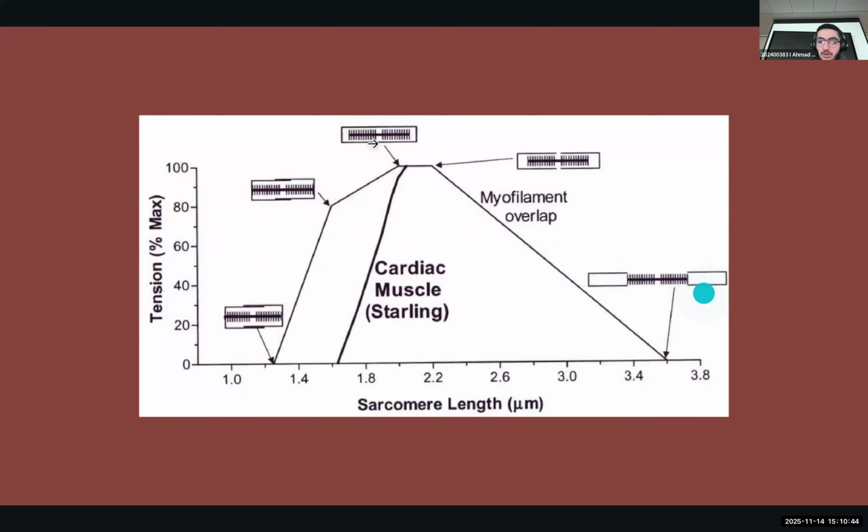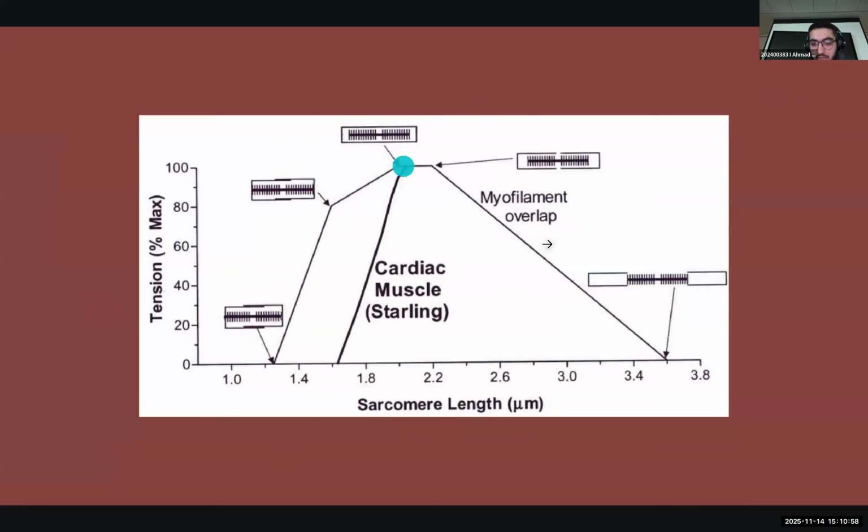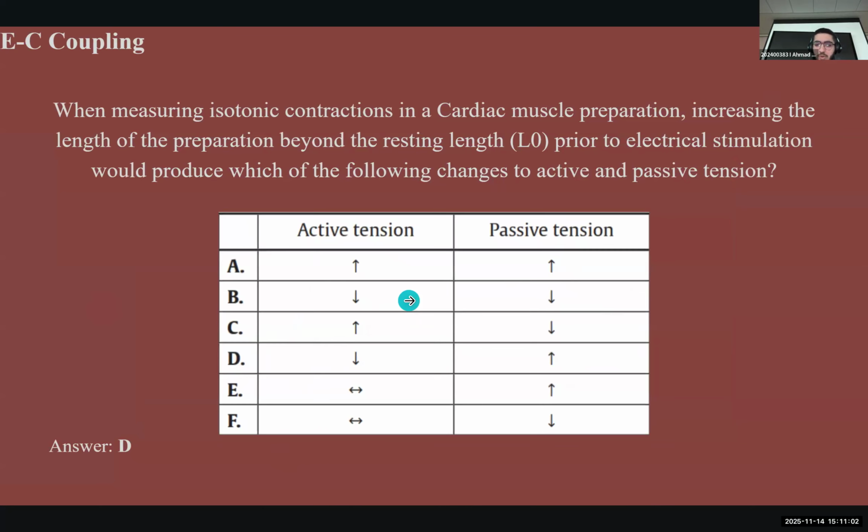So let's get to the explanation. I found this picture that makes the whole explanation clear. Right here is the optimal length, or L0. Increasing the sarcomere length beyond this would decrease the active tension, because now the filaments are overlapping less and some of the myosin won't be able to bind to the actin. And the passive tension would increase because the titin is now more stretched, so you basically have more tension.